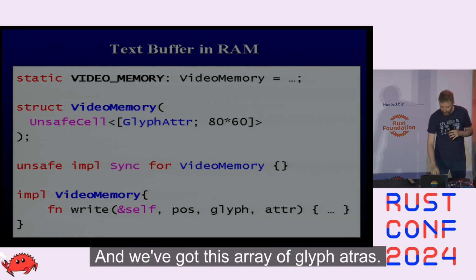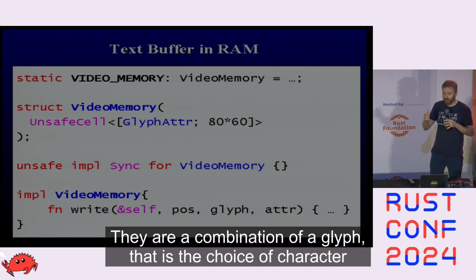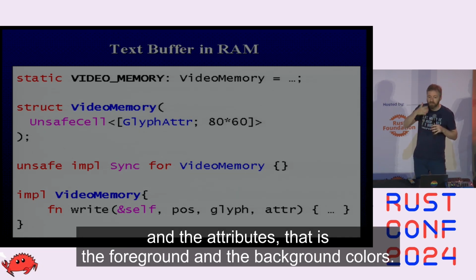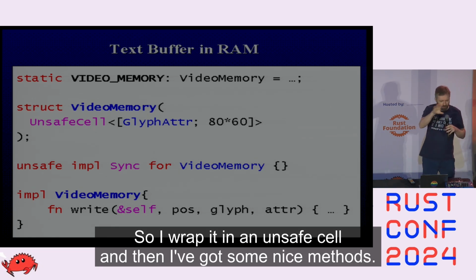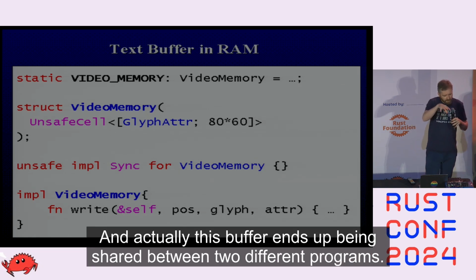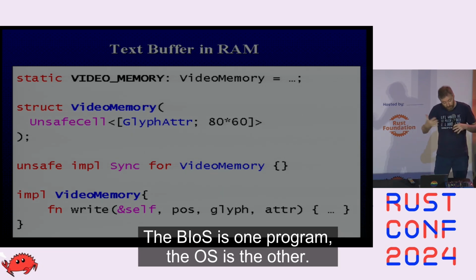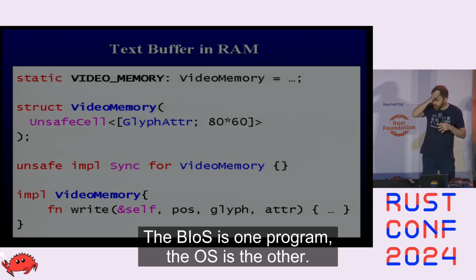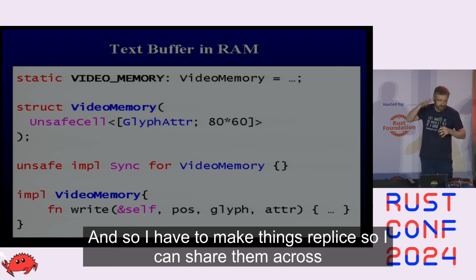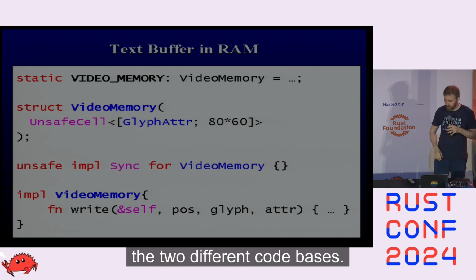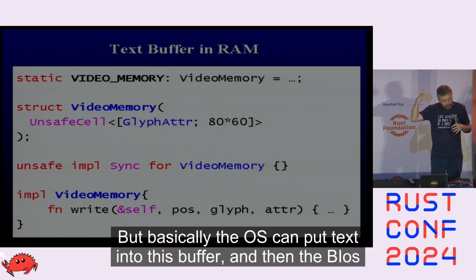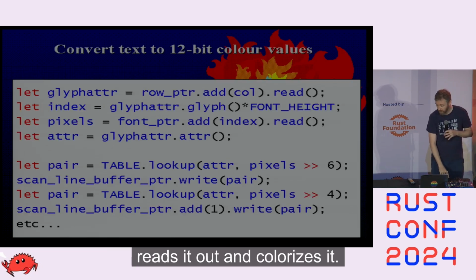And we've got this array of GlyphAttrs. They are a combination of a glyph, that is the choice of character, and the attributes, that is the foreground and the background colors. So I wrap it in an UnsafeCell, and then I've got some nice methods. And actually, this buffer ends up being shared between 2 different programs. The BIOS is one program, the OS is the other. And so I have to make things repr(C) so I can share them across the 2 different code bases. But basically, the OS can put text into this buffer, and then the BIOS reads it out and colorizes it.